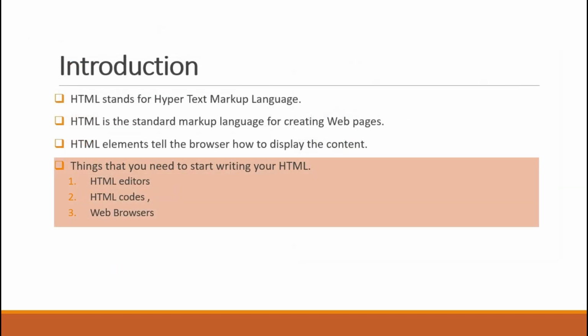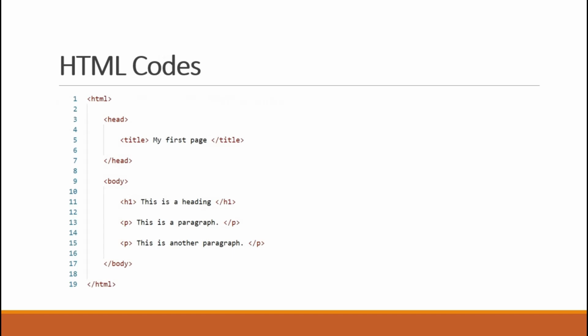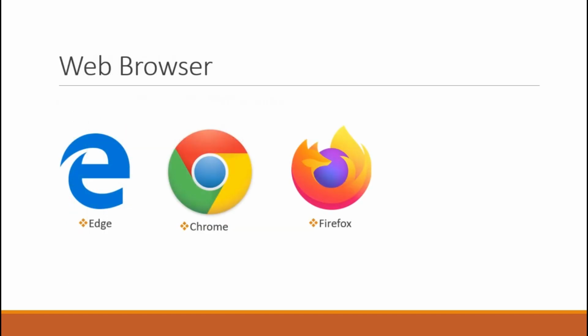Things that you need to start writing your HTML: 1. HTML editors. 2. HTML codes. 3. Web browsers. For HTML editors we can use Visual Studio Code, Notepad++, Sublime Text, and many more. Next you need to know some HTML code. You can use Edge, Chrome, Firefox or any other browsers to view your HTML page.